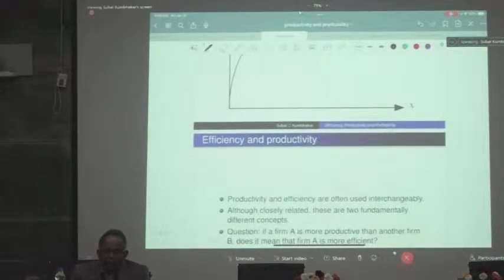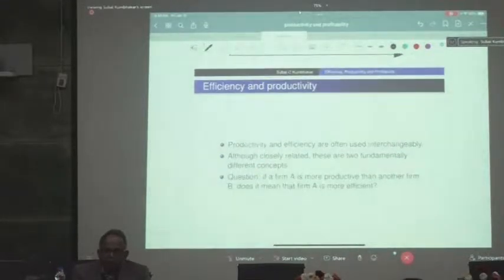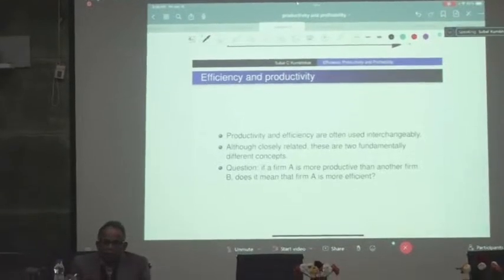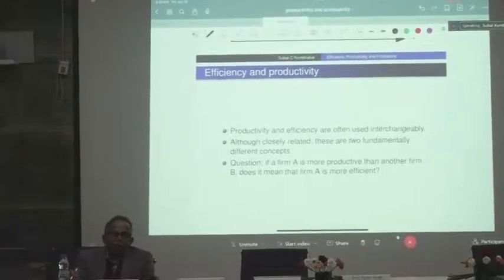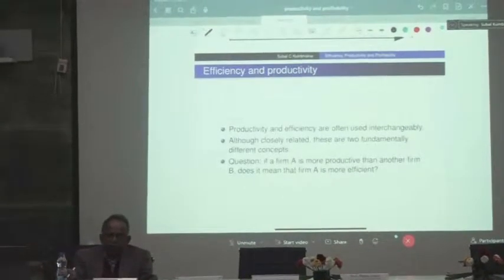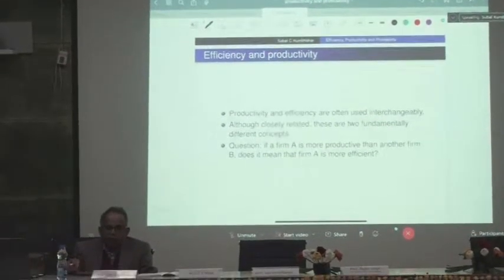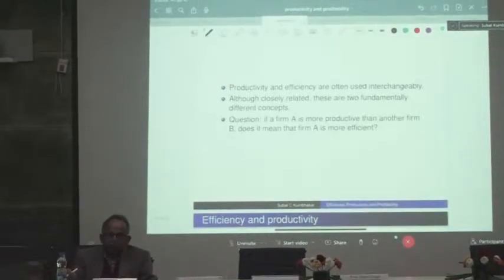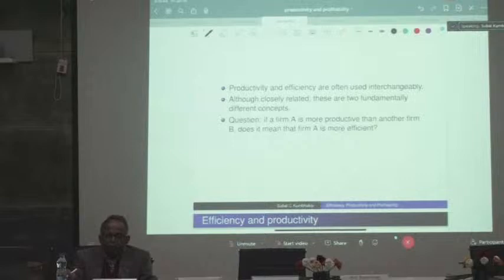Now again, the slide says that productivity and efficiency are often used interchangeably, but they are not exactly the same, and you will see that in a few minutes. They are closely related, but the concepts are very different. So the question is, if a particular firm A is more productive than another firm B, does it necessarily mean that firm A is more efficient? And you will see that, well, that is not always the case.